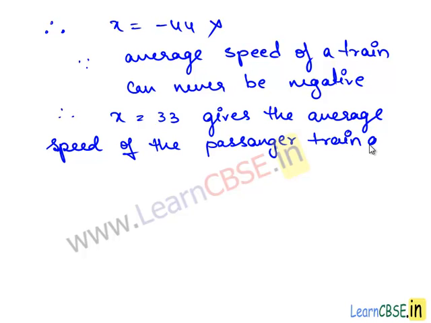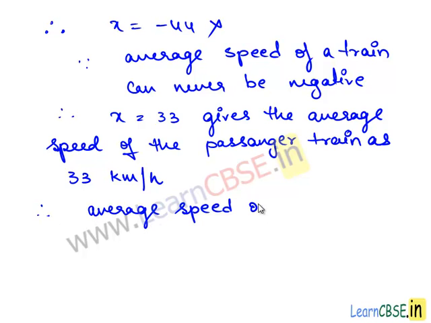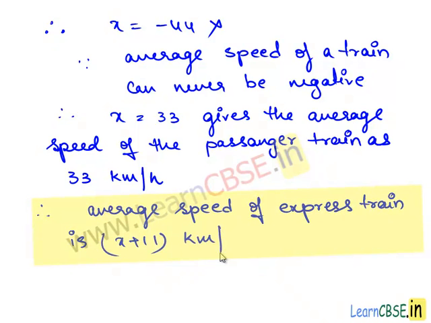as 33 kilometers per hour. Therefore, the average speed of express train is x plus 11 kilometers per hour, which is equal to 33 plus 11, that is 44 kilometers per hour.